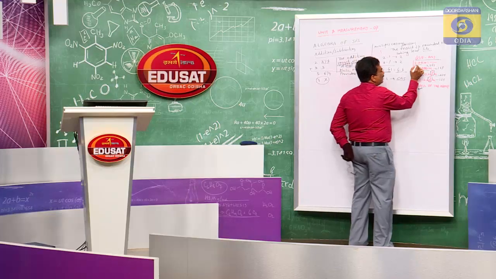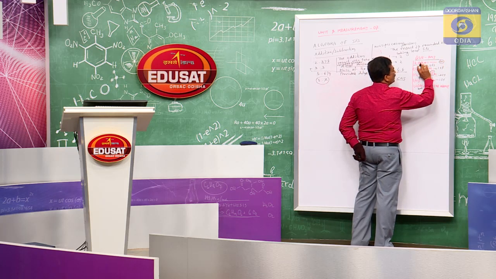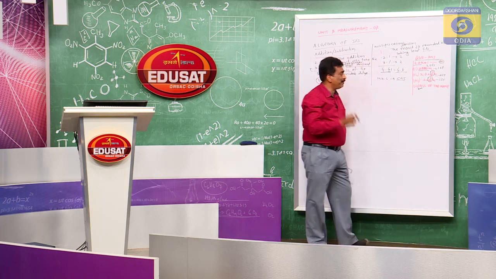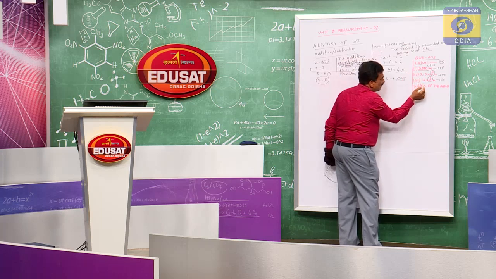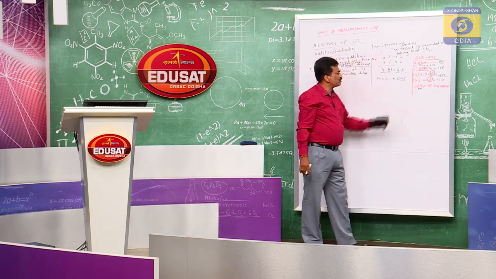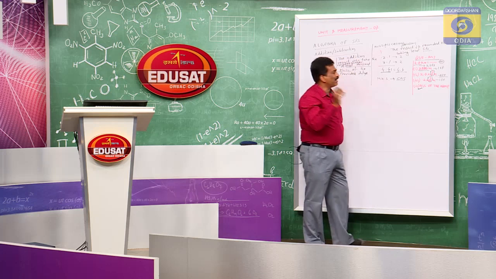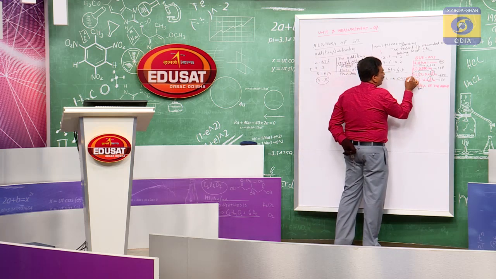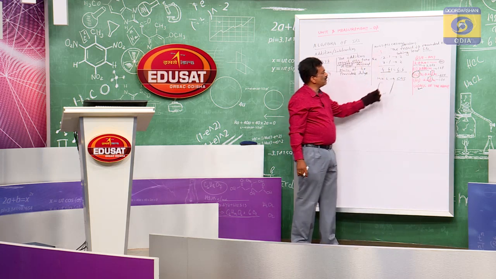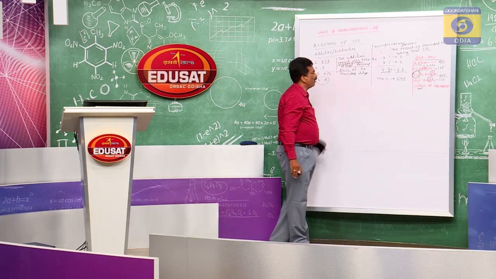The question is, kilometer to meter means the unit is changing, and the significant figures should be the same. So which one has the same significant figures? It has 2 significant figures, and it has 2 significant figures. So 2 × 10^3 meter is the correct answer. So those who have opted for option double I, that answer is correct. Okay, my students.